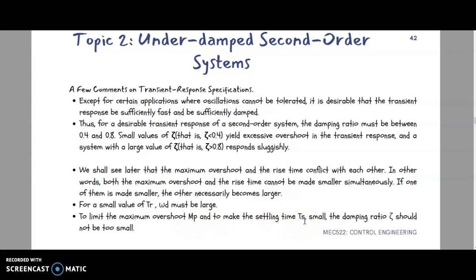Then, the comparison between maximum overshoot and settling time. If you want to make the settling time small and the maximum overshoot small, you need to make sure the damping ratio is small too, but it's not too small.